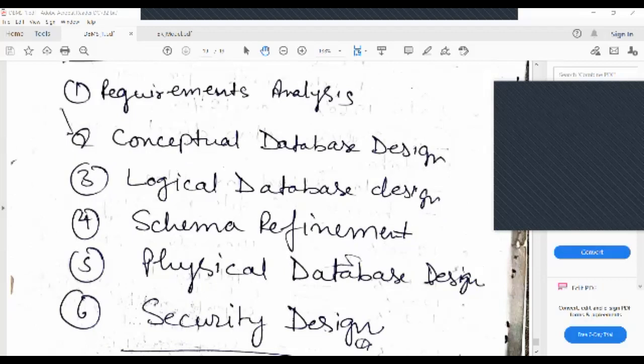So why am I telling this introduction? Because we are going to learn this conceptual database designing part. Then we will convert this conceptual database design to the logical database design, and we will also see how we are going to refine that schema. Schema means whatever structure of the table we decided, how we can refine it by understanding the concept of normalization. Okay?